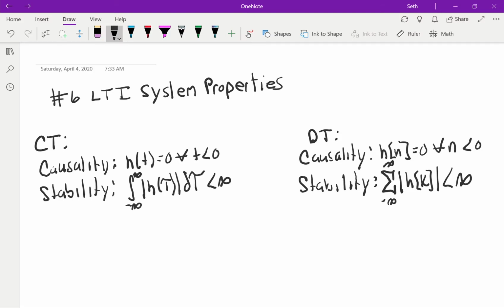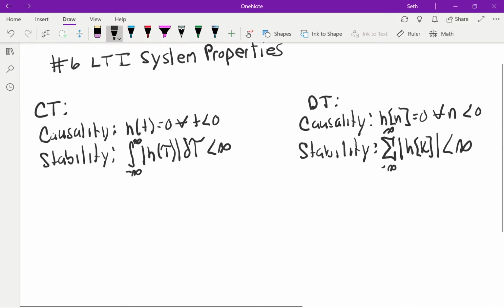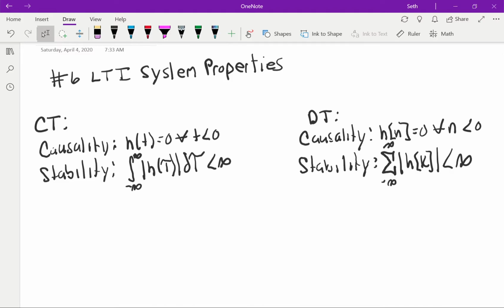Hello, we're back with number 6 on the practice exam. It's dealing with LTI system properties. We are asked to state the causality and stability conditions for the impulse response. So we have the conditions written right here.